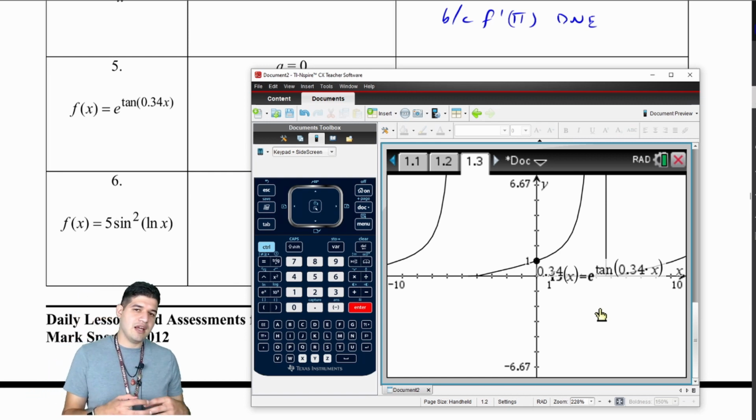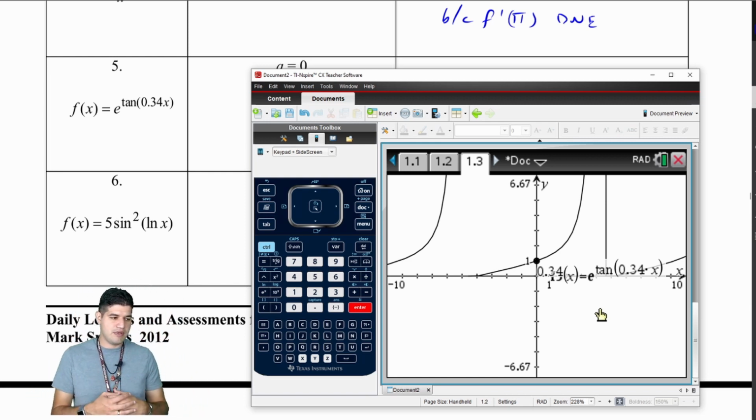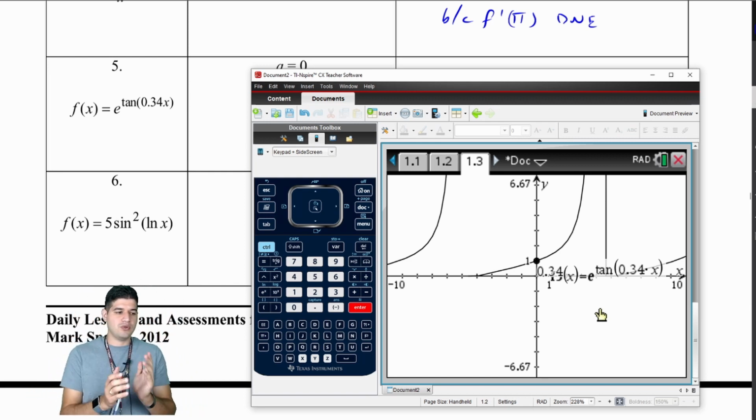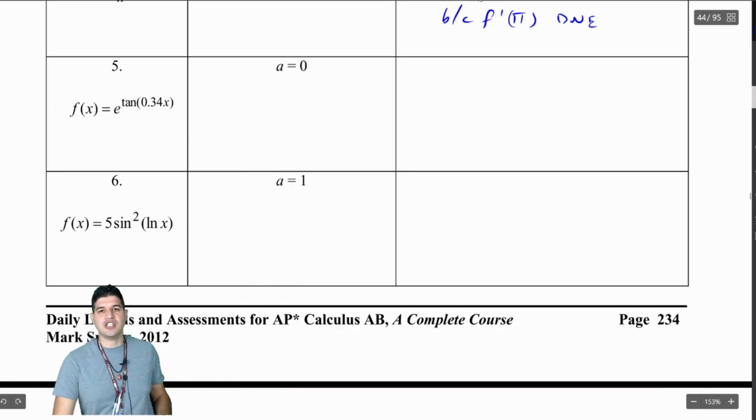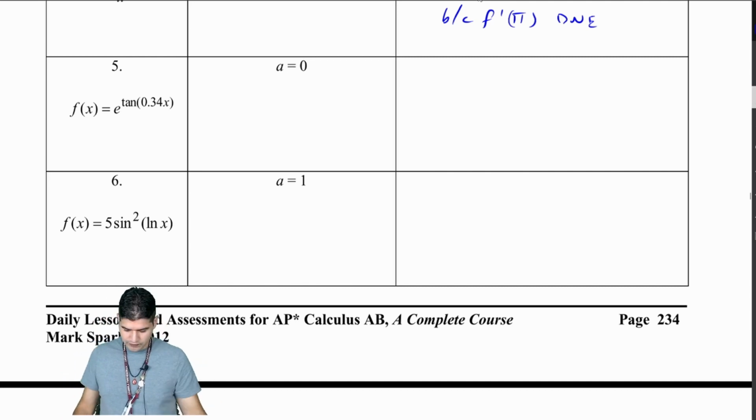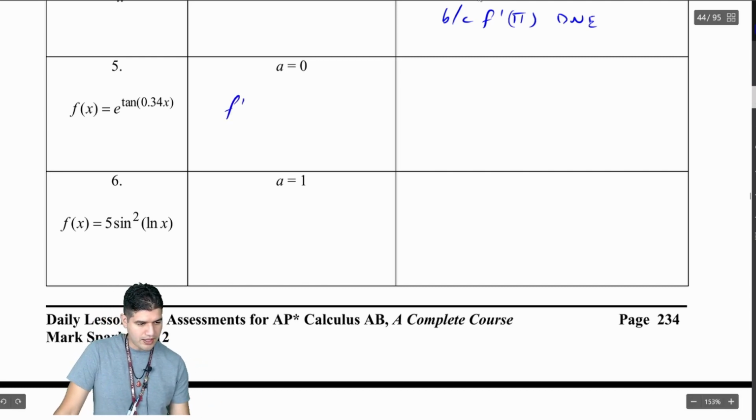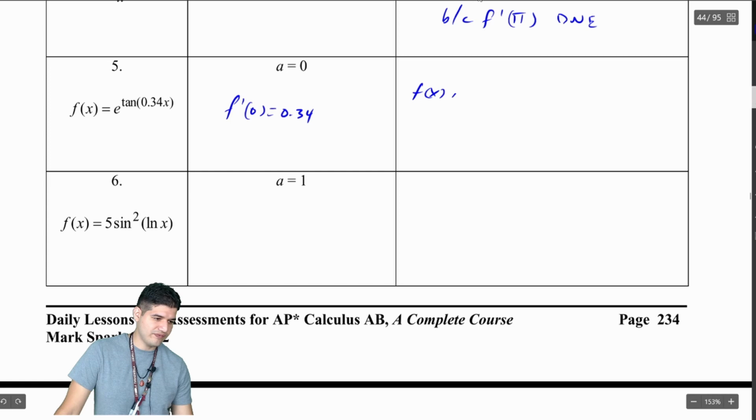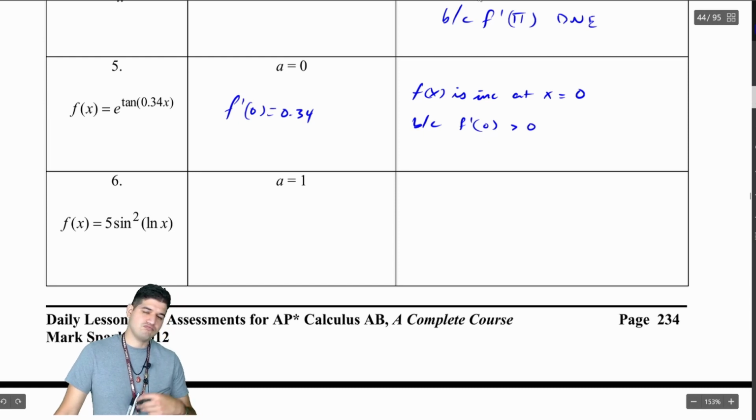And this doesn't have additional values, right? Because we're already on float 6. So it's exactly 0.34. If there are no additional values after that, you just keep it, okay? So we know that f prime of 0 is equal to 0.34. And since this is positive, we know that f of x is increasing at x equal to 0 because f prime of 0 is greater than 0.